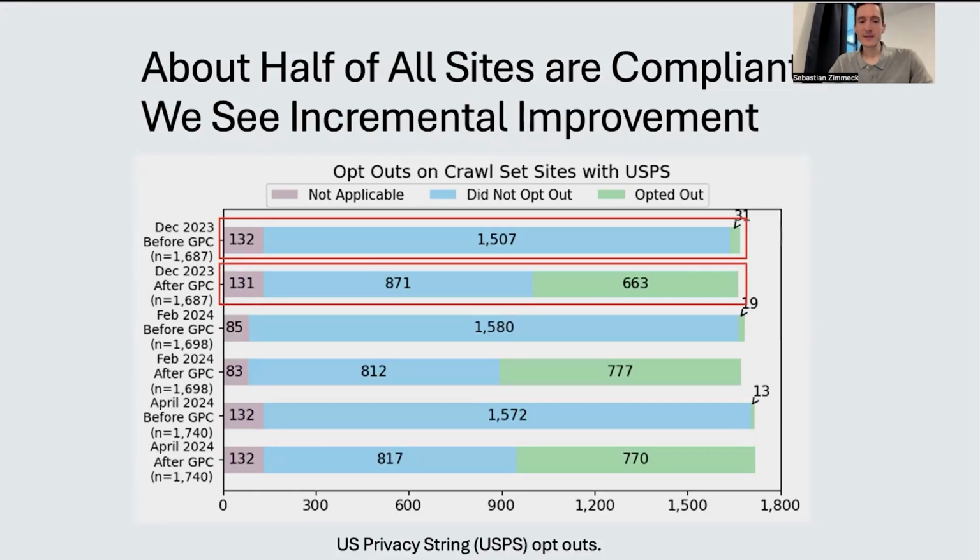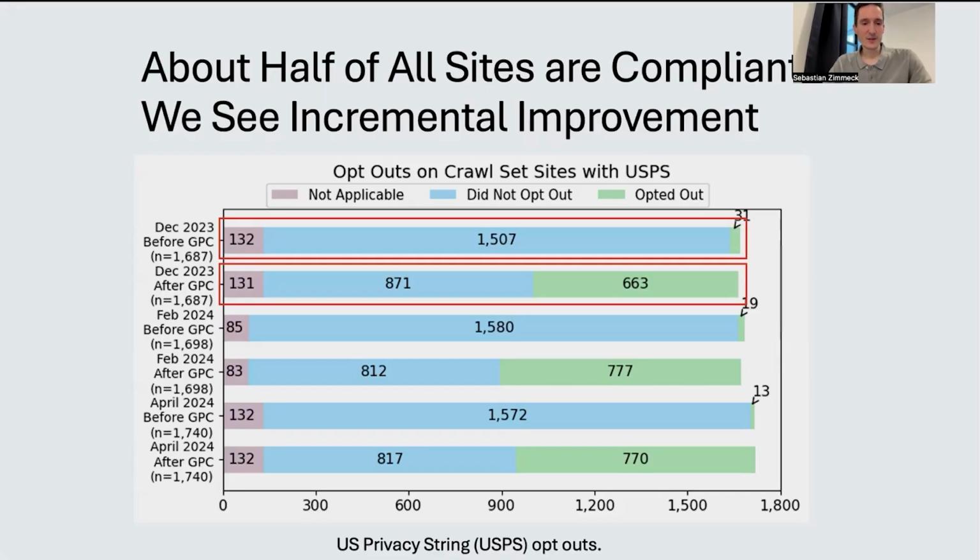Then, after we had sent the GPC signal, 663 sites opted us out, and 871 still did not opt us out. So we see that a good number of sites is compliant and actually respects our opt-out right, but more than 50% did not. And so we analyzed this over time.